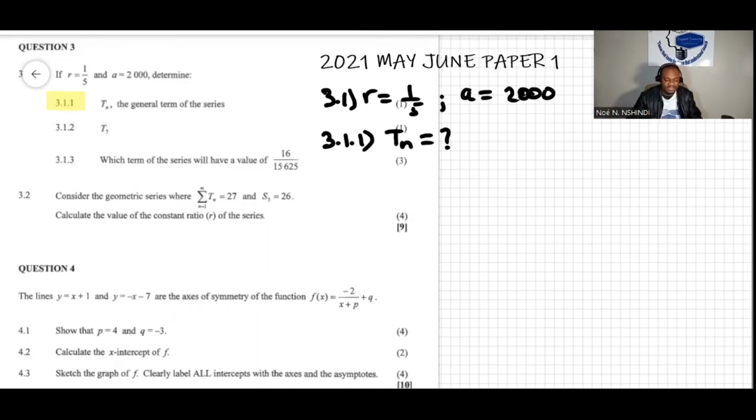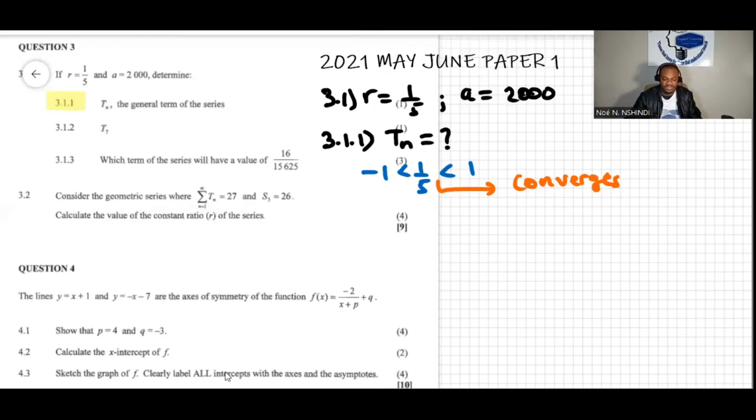The fact that I can see R here is 1/5, and 1/5 is in between -1 and 1. This tells me that this type of sequence or series is converging. This geometric pattern converges. Now let's continue. It's a geometric series because we talk about R.